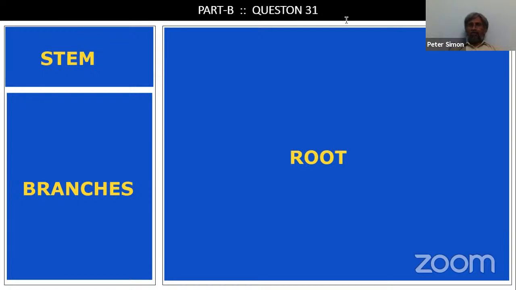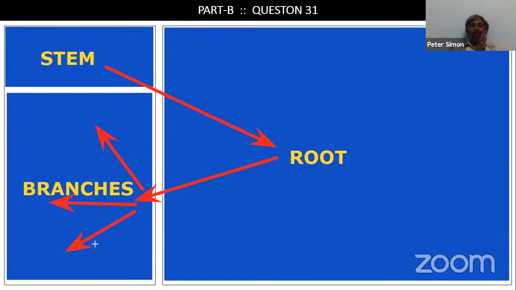Now what you are supposed to do is, from the stem, you have to go to the root. You'll find the answer and you'll come to the branches and you will find out which answer is right, A, B or C, based on the information in the root. So that is what I'm going to tell you here.